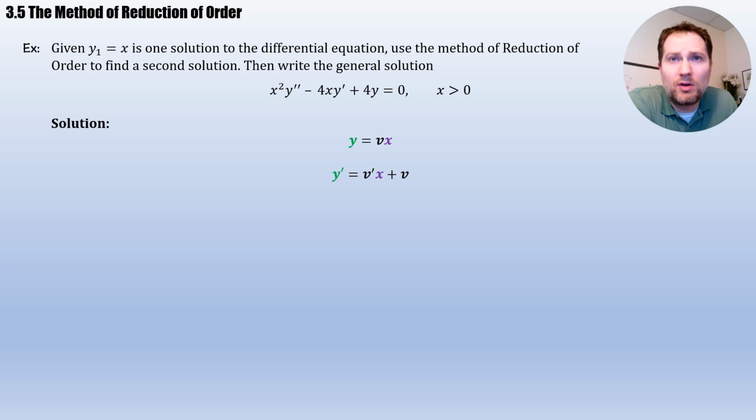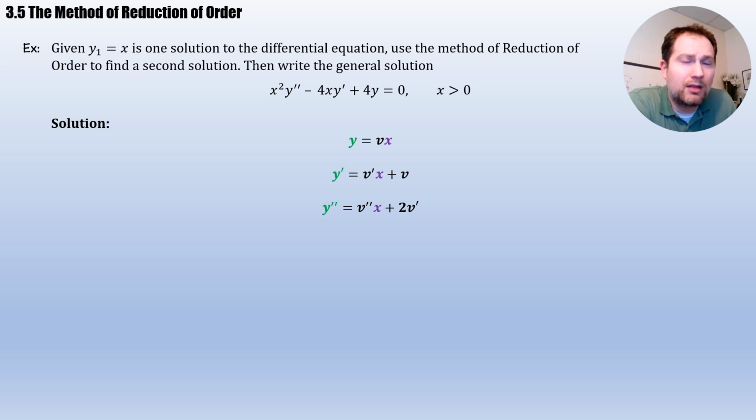We need y prime. Notice the use of the product rule here because v and x are both functions of x. So we have v prime times x plus v times the derivative of x, which is just 1. We also are going to need the second derivative. So I've already done a little bit of algebra here, right? But if you take the product rule of the previous expression, y prime, think about it.